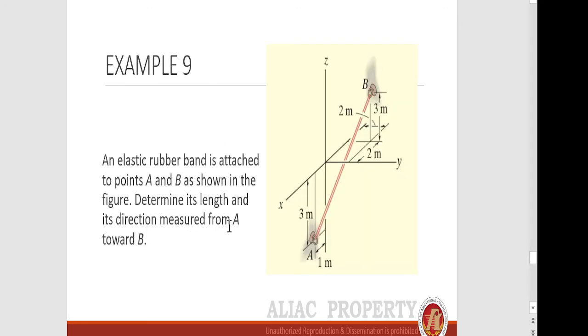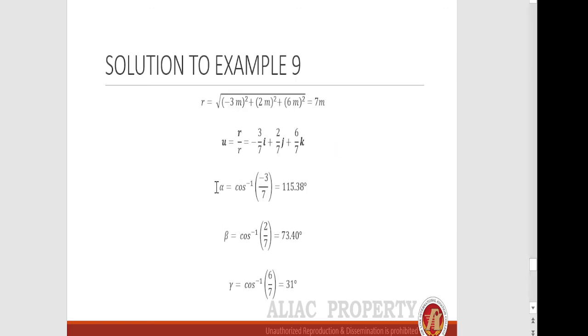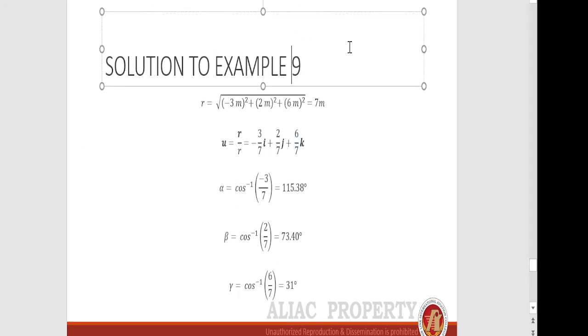After determining the length, we are supposed to find the direction measured from A towards B. To find that, we have a formula again. Alpha should be equal to cos inverse of minus 3 over 7, which is 115.38 degrees. Beta is cos inverse of 2 over 7, that is 73.40 degrees. Gamma is cos inverse of 6 over 7, that is 31 degrees. So these are the answers as well.